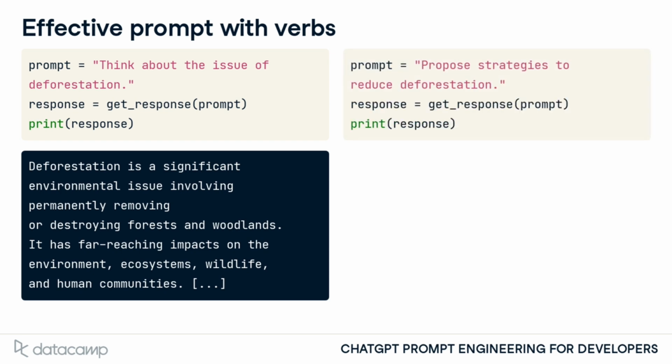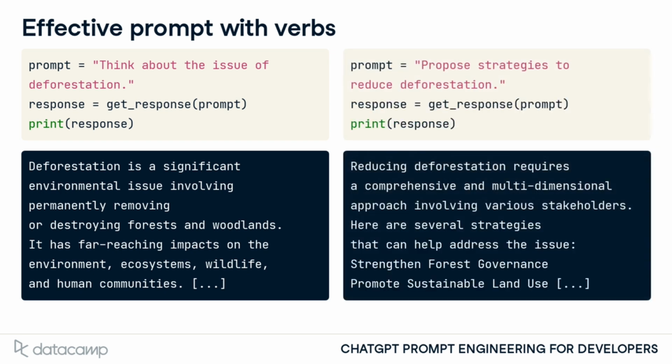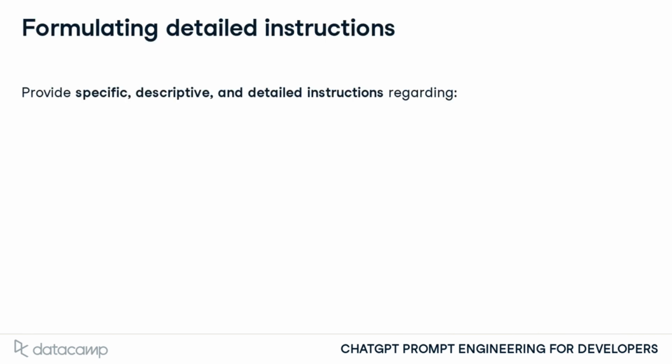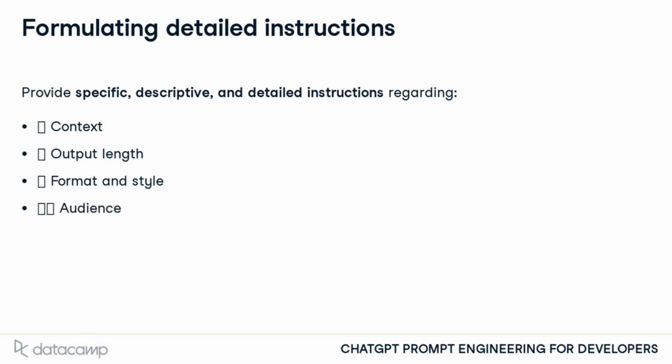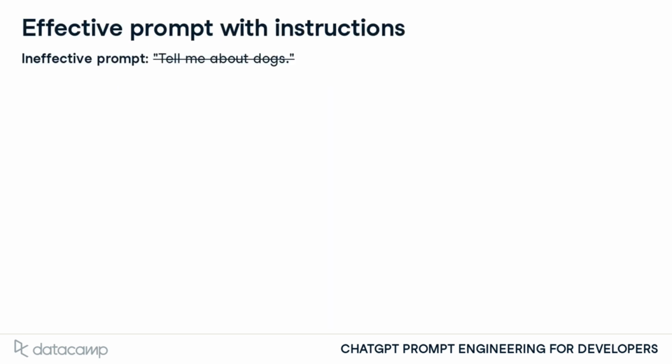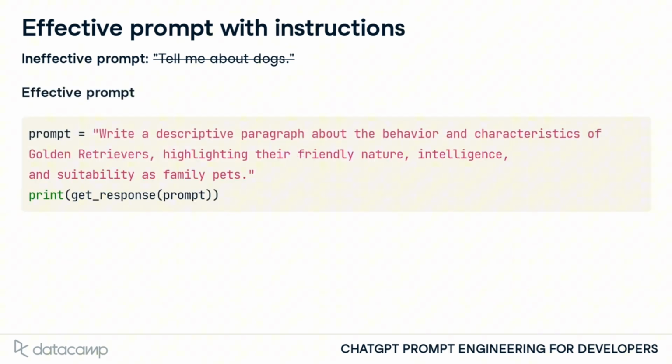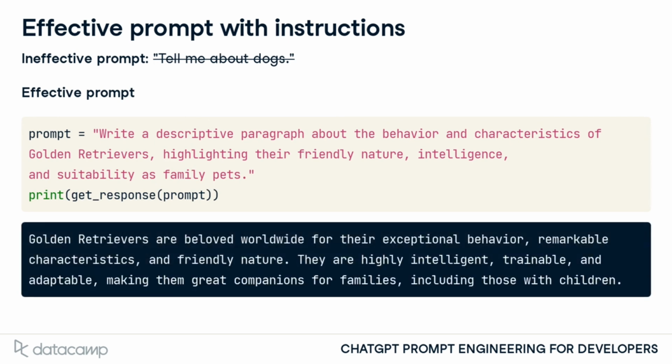For example, we can use an action verb to guide the model to a specific task, proposing strategies to reduce deforestation. When crafting prompts, we'll want to provide specific, descriptive, and detailed instructions about context, output length, format, style, and audience. A prompt asking to tell us about dogs is too broad. However, when we ask for a description of the behavior and characteristics of golden retrievers, we get a more precise answer with the details we've requested, including characteristics and suitability for families.